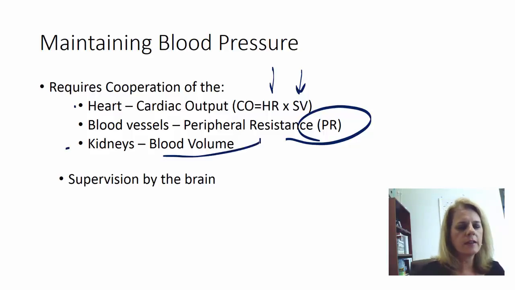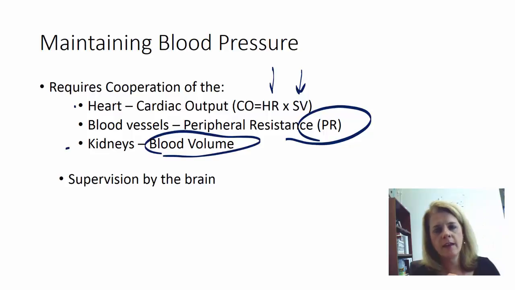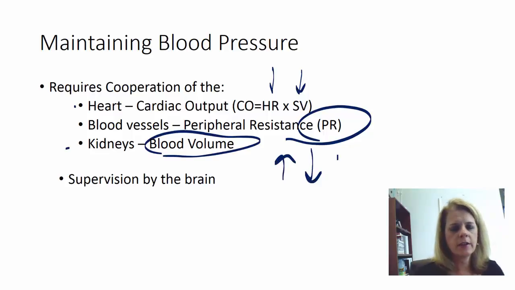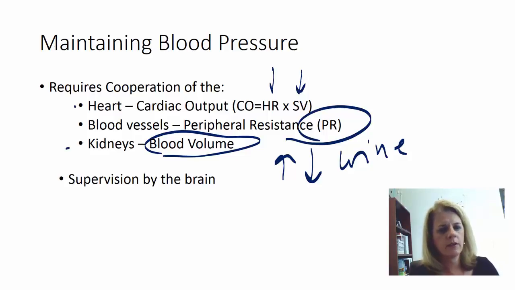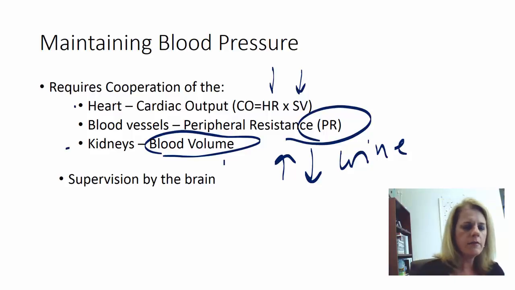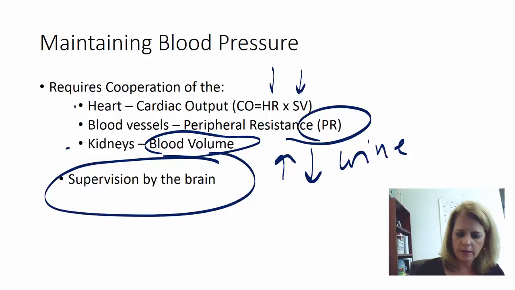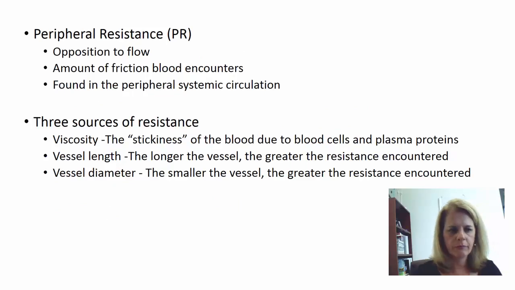The kidneys regulate the amount of blood volume you have, and they do that by increasing and decreasing urine formation. So you can regulate how much volume is in your blood by increasing or decreasing how much urine you form. We'll talk about that in more detail later on as well. All of these are supervised by the brain, so it's in ultimate control.